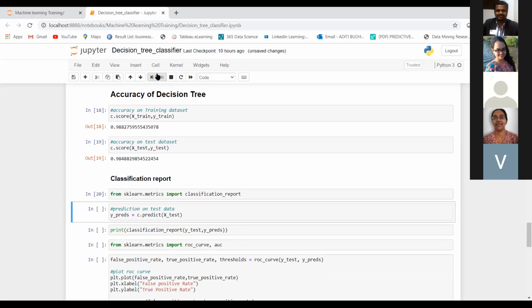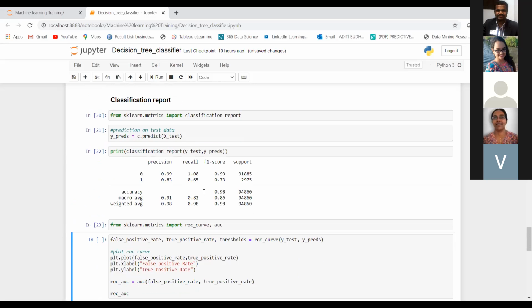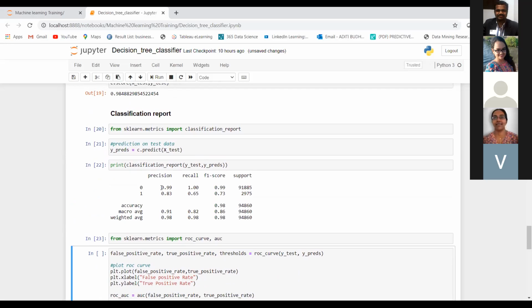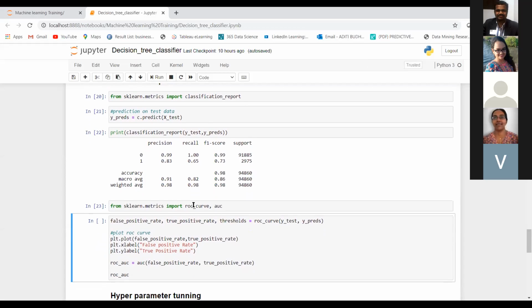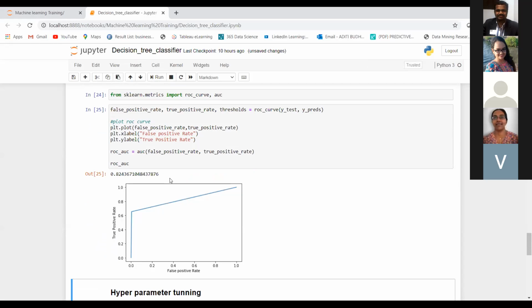So we had seen this classification report, which gives us the recall and precision values. Here you can see that we get precision as 0.99 for the 0 class and 1 as recall for the 0 class. And for the 1 class, we get 0.83 as precision and 0.65 as recall. Correct? Then this is the ROC curve, which we had learned just in this session. So this is the curve that we are obtaining.